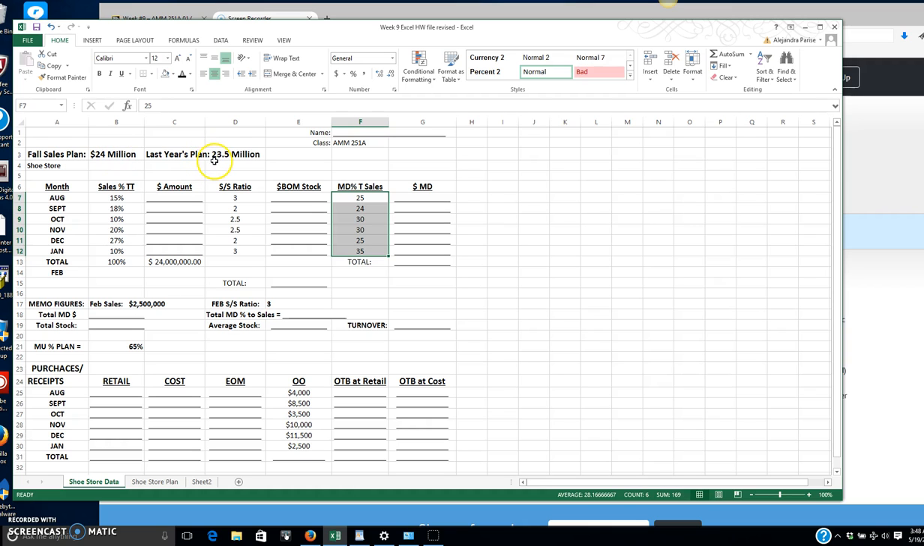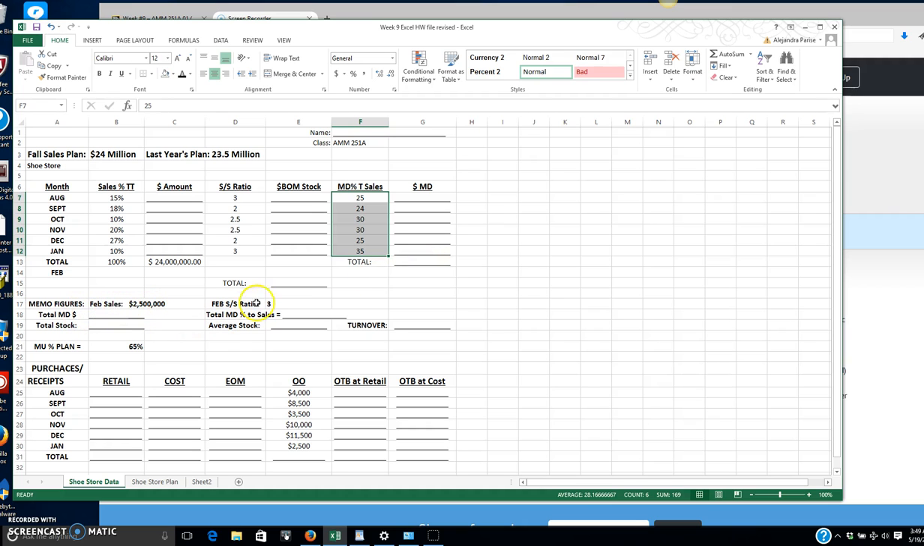You have last year's sales, which was 23.5. You have your monthly breakdown. Sales percentage to total has been determined already. You have to determine planned sales, which have to add up to 24 million because that's what you're planning for the season. You have your stock to sales ratio, which is your hint that you use the stock to sales ratio format, not the basic stock, to determine your BOM stocks. You have markdown percentage to sales. You determine planned markdowns, and you can do your totals for your BOMs and your markdowns.